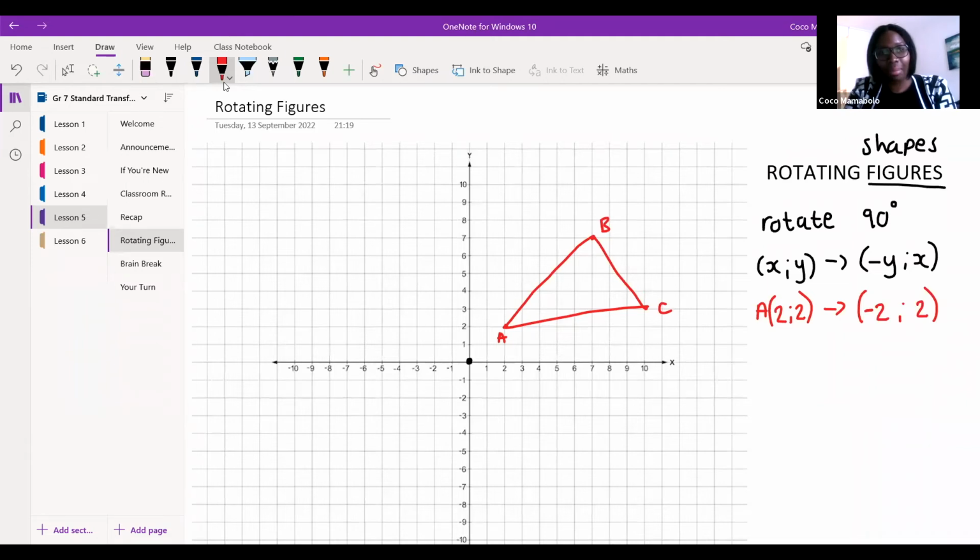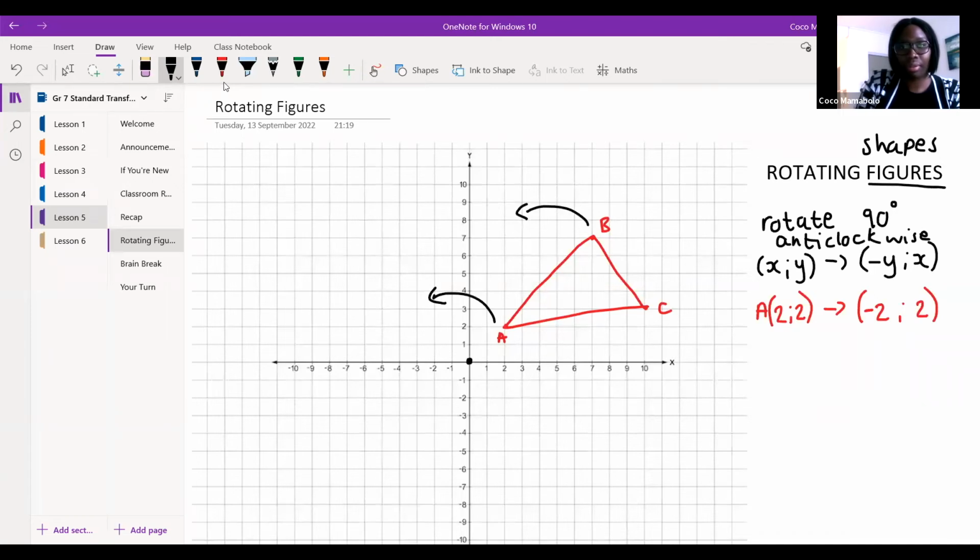I think I'm going anti-clockwise instead of clockwise here. I'm going anti-clockwise. I'm sorry, guys. Yes, this is anti-clockwise. So we're going in that direction, that way. All right. So my new value for A is going to be over here, -2 and 2 there.